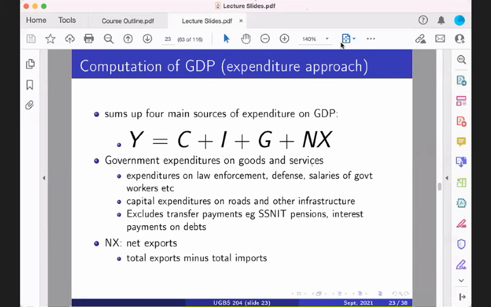Okay, Hannah has a question. Hannah, can you unmute yourself and ask the question? Sir, please, do we have a situation whereby the net export is negative? That is, the total import is more than the export. Yes, it's possible. It's very, very possible. It's just mathematics. If imports are more than exports, then the net export should be negative.